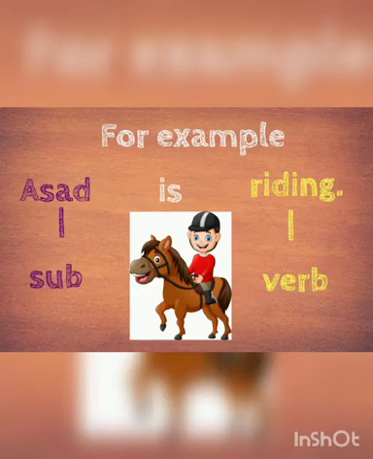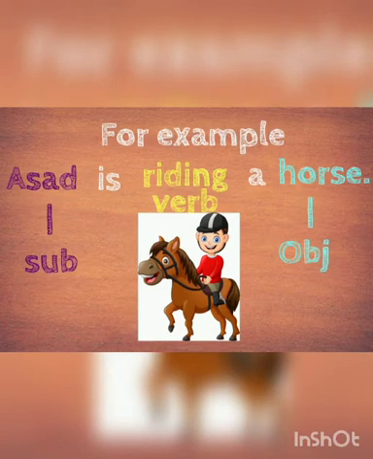Now let's see some other examples. Asad is riding. In the sentence we only have subject and verb. Asad subject and riding is a verb. In this sentence we do not have an object because a subject is performing an action but we don't know on what it is performing an action.